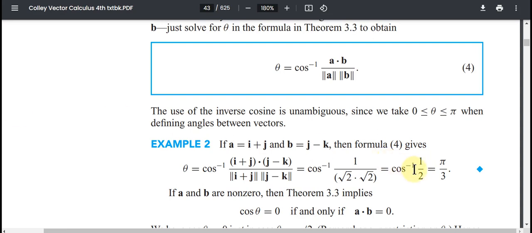So remember, the inverse cosine means we want to take the cosine of something and get 1/2. So what angle is it that we have to take the cosine of to get 1/2? And it's pi over 3, which is 180 over 3, or 60 degrees. Anyway, you can probably figure this out, or you can try to remember this. But anyway, it turns out that the angle is pi over 3.